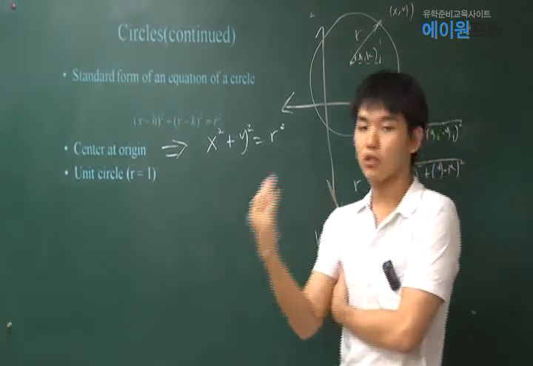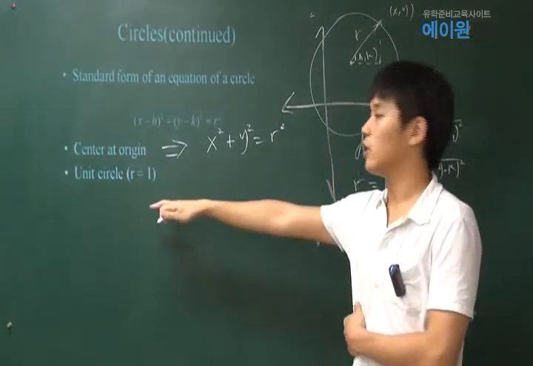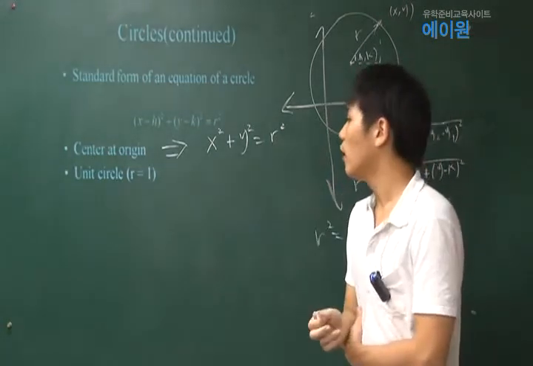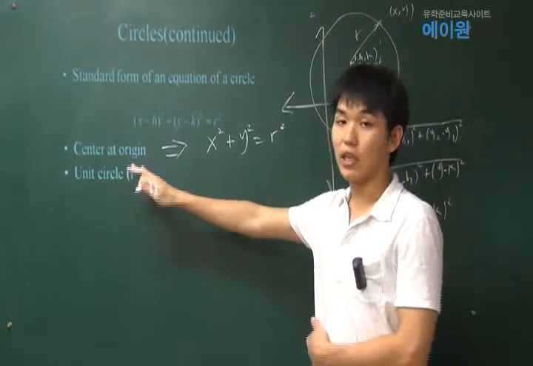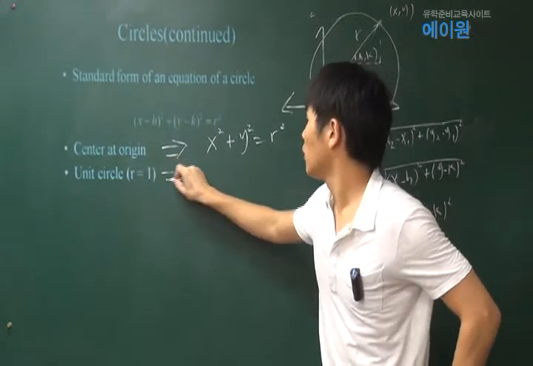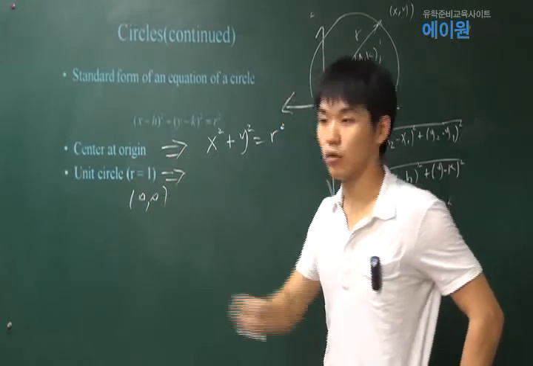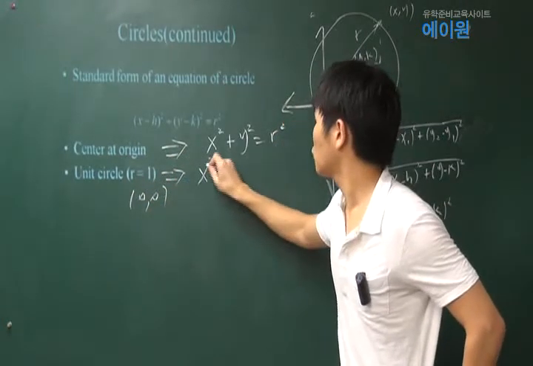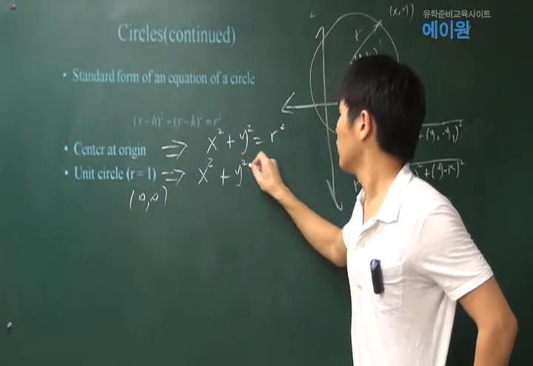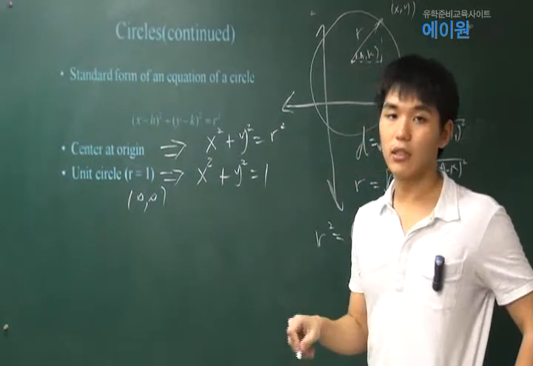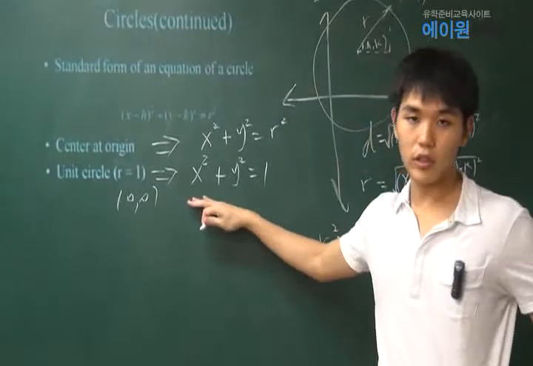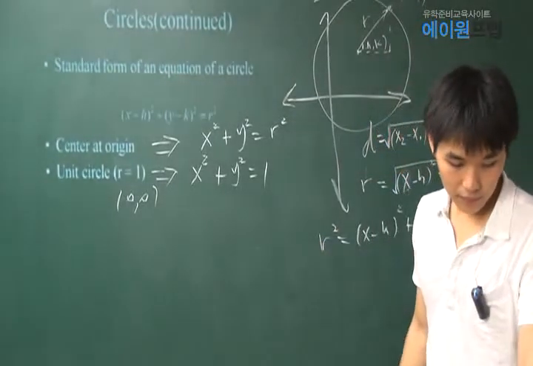Next, the unit circle. A unit circle is a special circle we define as unit because the radius is equivalent to 1. Again, let's just say the center is at the origin, so let me just write 0, 0 to indicate that the center is at the origin. That would end up with x squared plus y squared equals 1. And this would give us the unit circle around the origin.